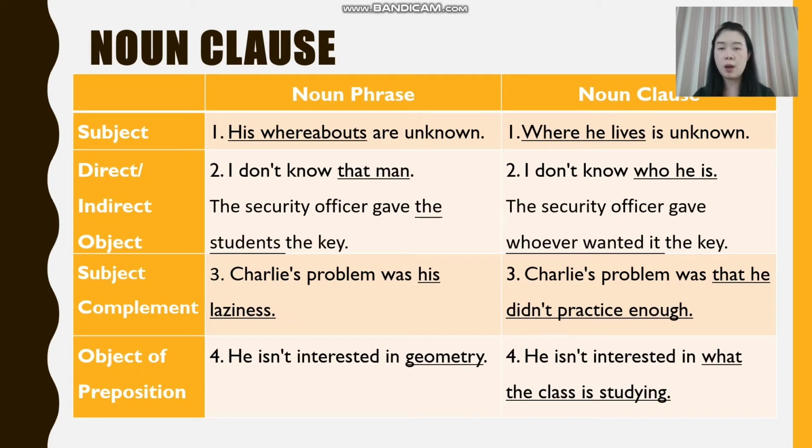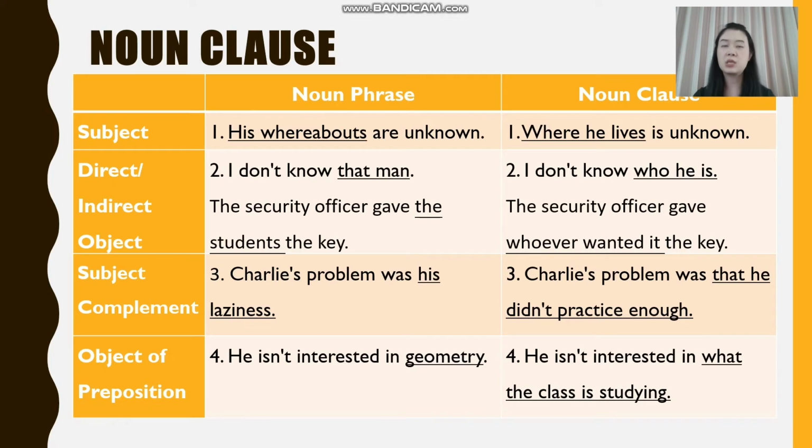Next is the direct object. I don't know that man. That man is the object of the verb know. Man is the head word, and the word that is a demonstrative adjective modifying the word man. Now, I don't know who he is. That is the noun clause. You won't see a noun here, but it starts with some kind of connector, some kind of relative pronoun, right? Who he is, but it's used as the object of this sentence.